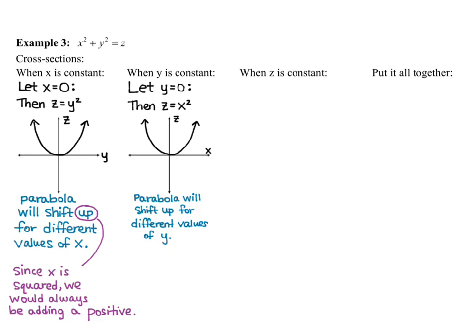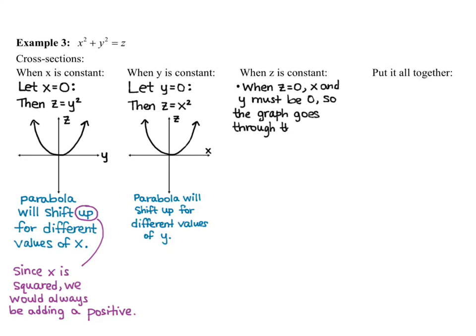Now our third cross section, I'm not going to try to draw it, I'm going to look at the different possibilities. So the first one, when z is 0, x and y have to be 0, because they're both squared. So I couldn't be subtracting something from something else to get 0. I'm only adding positive numbers. So I have the graph going through the origin.